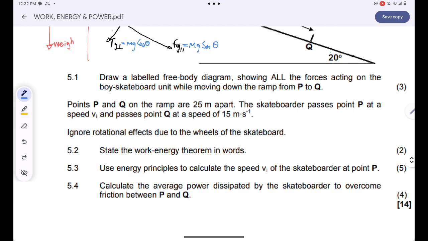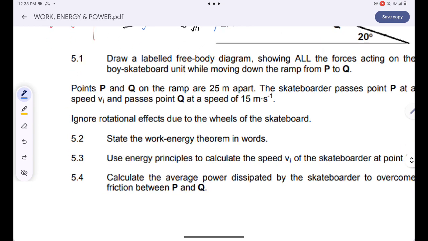Okay. Then now we are told that points P and Q on the ramp are 25 meters apart. The skateboarder passes point P at a speed of vi and passes point Q at a speed of 15 meters per second. They're telling us to ignore the rotational effect due to the wheels in the skateboard. Then 5.2, we are being asked to state the work energy theorem in words.